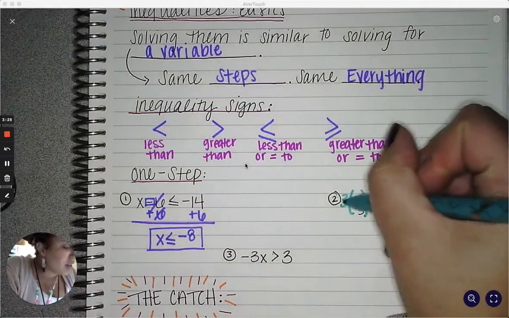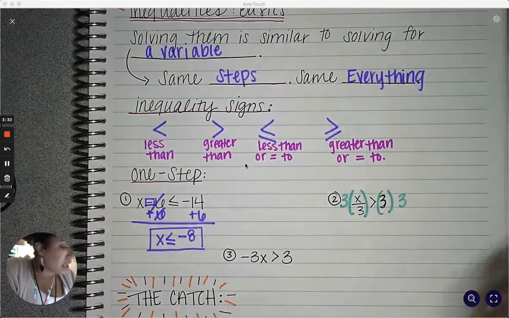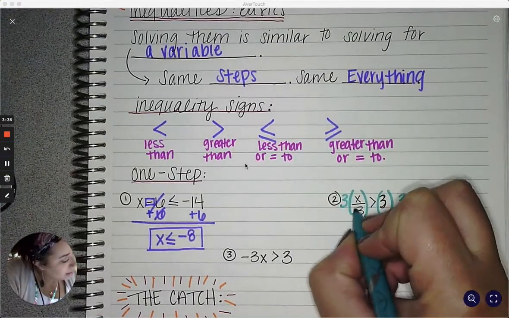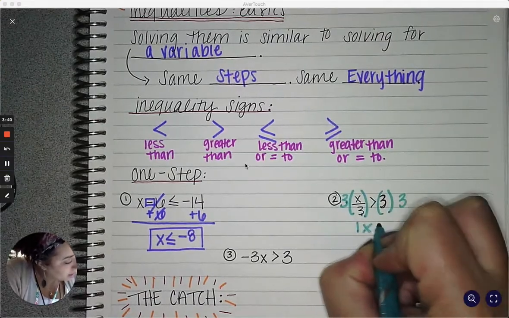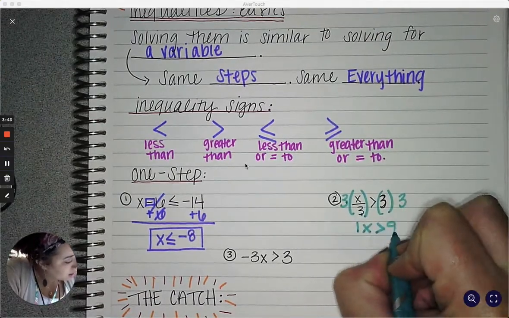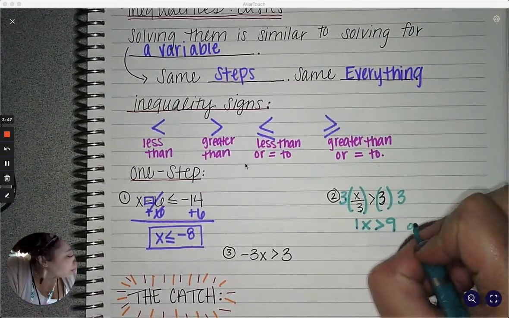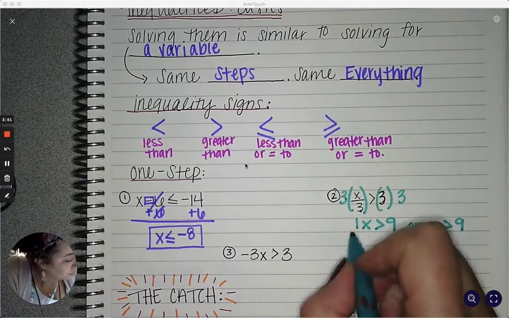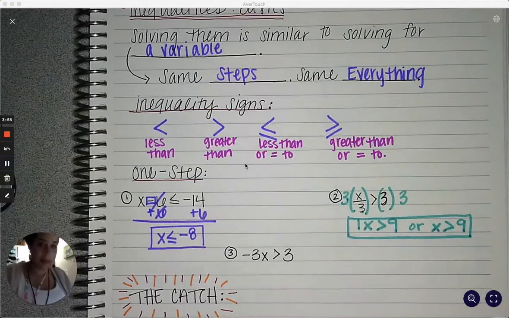Okay? So if I multiply by 3 on this side, I still have to multiply by 3 on this side. Okay? So then we get 3 times 1 is 1x, x is greater than 9. Do I have to write the 1 there? No. So I can leave it, x is greater than 9. Either of those would work.